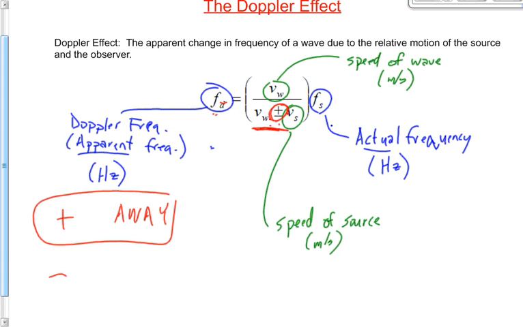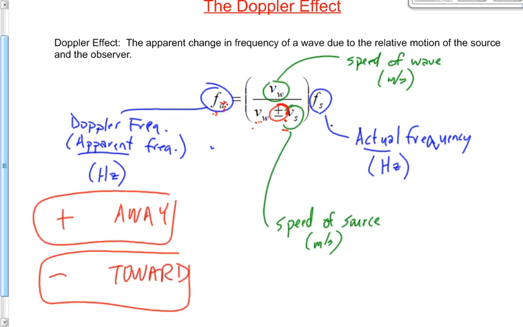But let's just make sure we haven't made a mistake with the first one here. If I make this a negative value, VW minus Vs instead of plus, this becomes a smaller number on the bottom. A small number on the bottom makes this number bigger. If this number becomes bigger, it must be going towards me. So don't ever make it both. Don't ever try to use an equation with a plus and a minus in it. You do one or the other, plus or minus. Make it plus if the source is going away from us. Make it negative if the source is going towards us, okay?